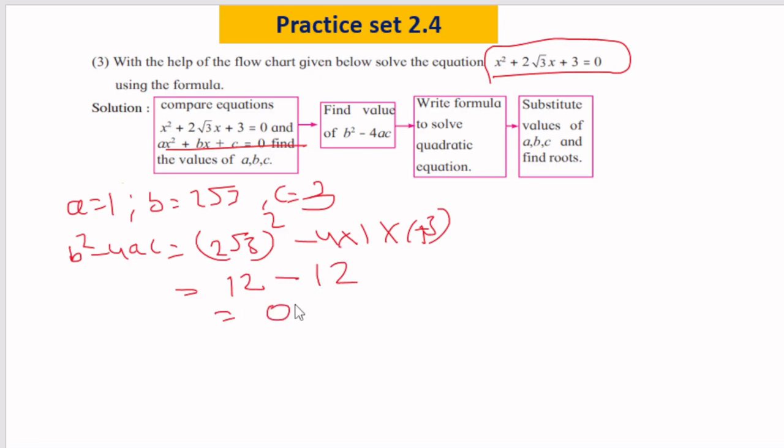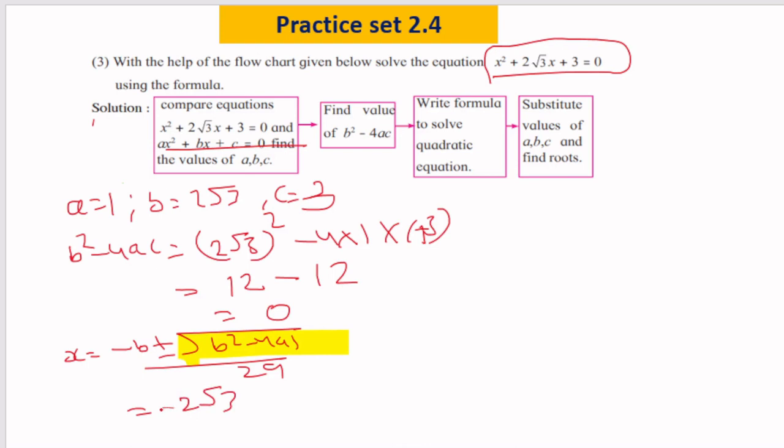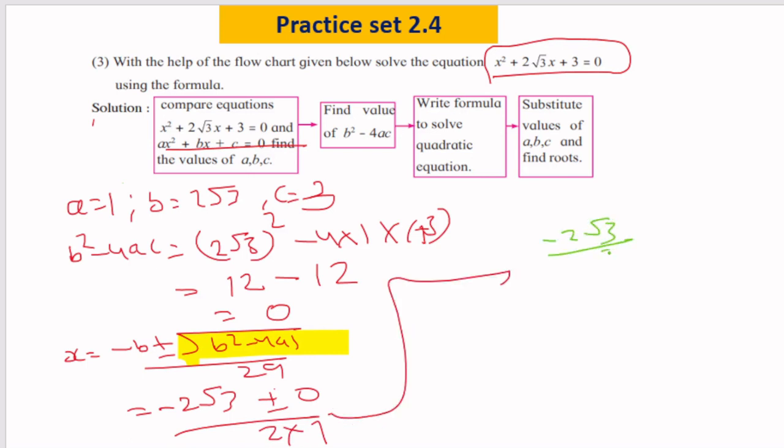So this particular portion becomes 0. What does it mean? There is no root? No, we cannot say that there is no root. We have to solve it further. So x is equal to (-b ± √(b² - 4ac)) / 2a. Now this portion is 0, right? So it means -b, what is b? b is 2√3, ± 0, divided by 2 into a. And what is a? Nothing, just 1. Then -2√3, let me write as it is, divided by 2.